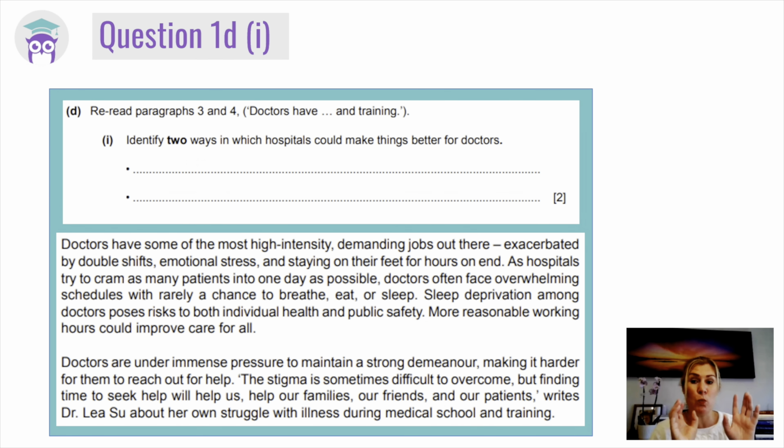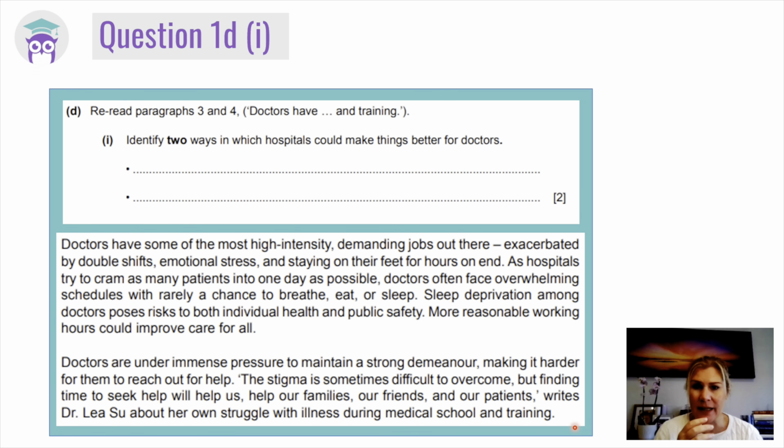Okay, now 1D is split into 2 parts. It gives you 2 chunks of the text. Here we are, paragraphs 3 and 4, and you'll notice it's quite a longer chunk, so you're going to have to use your skimming and scanning skills quite carefully.